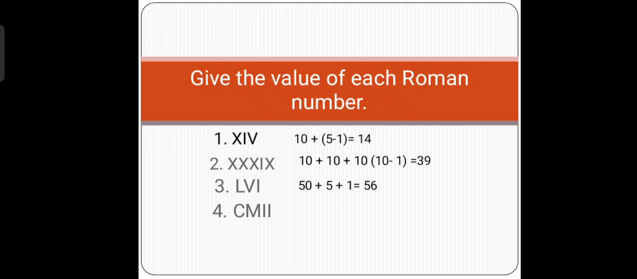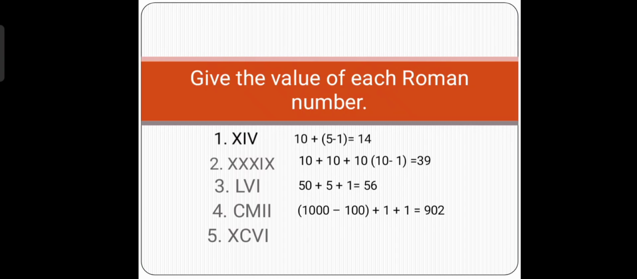Next, CMII. What is the value of C? 100. The value of M? 1000. So, if the number that follows the symbol is greater than, what are we going to do? Subtract. So, we have our 1000 minus 100. What is the answer? 900. Plus I plus another I. So, the value for this Roman number is 902. Very good.